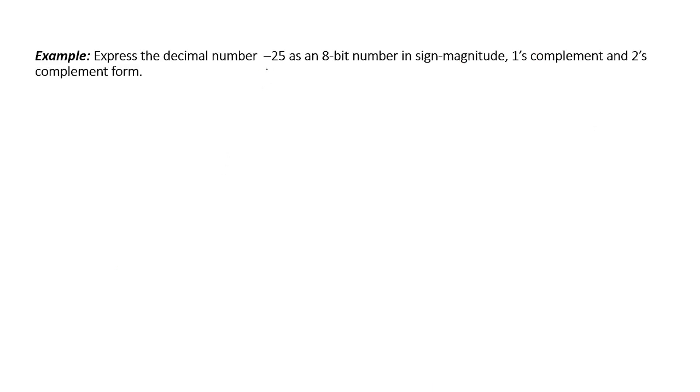We need to represent minus 25 as an 8-bit sign magnitude, 1's complement and 2's complement. So first of all, the number is minus 25 given in decimal, a negative number. So we need to write the magnitude first. What is the magnitude of 25? Magnitude of 25 is 11001. This is the simple conversion from decimal to binary. With the help of binary weights, we can write it very easily. So 16 plus 8 is 24 and plus 1 is 25. So this 11001 represents 25.